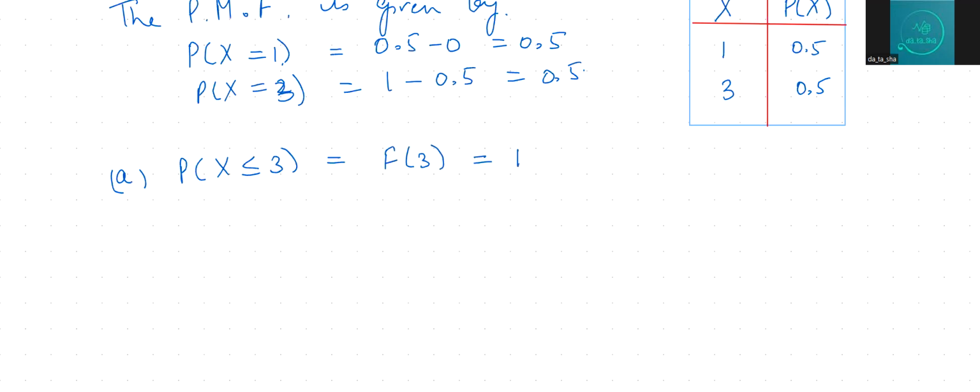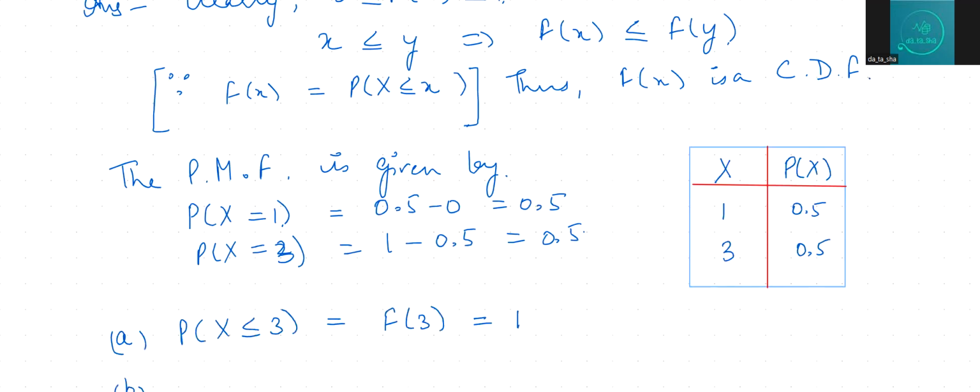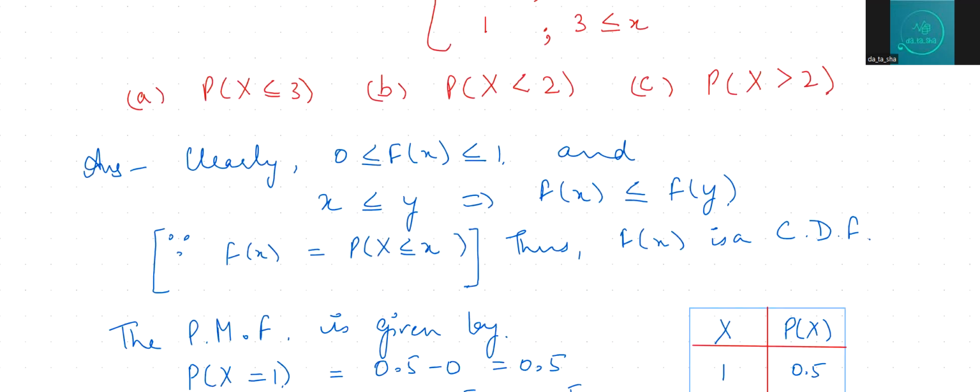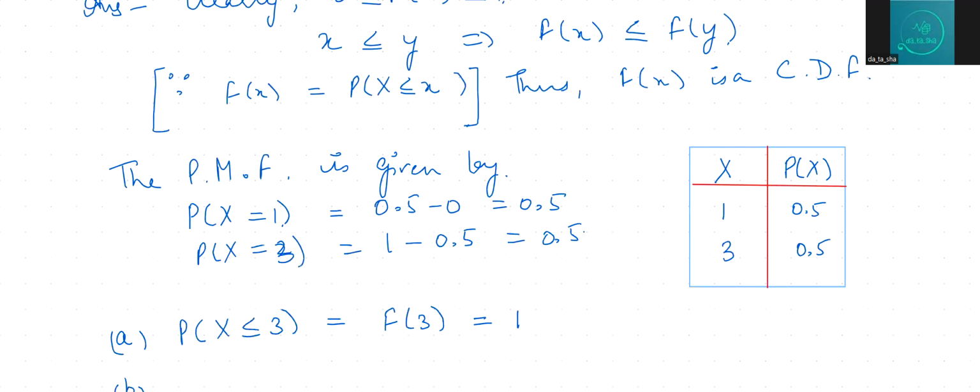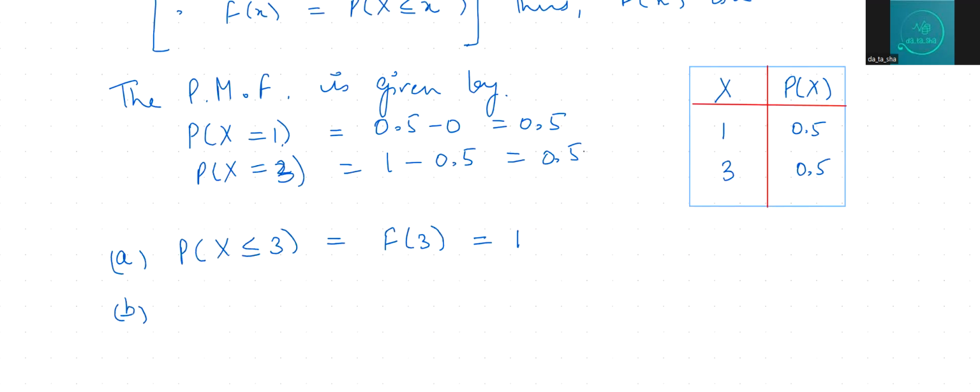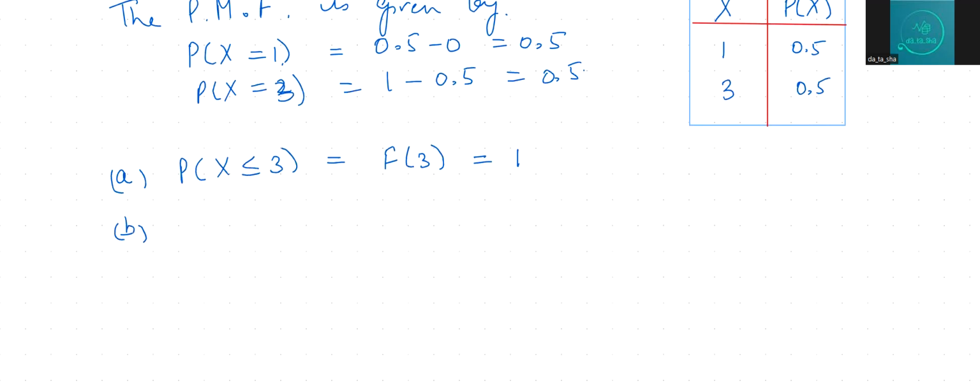The second part that we have is P of X less than 2. So strictly less than 2 would again be, we are talking about only 1. So this would be P of X equal to 1, that is equal to 0.5, because X strictly less than 2, we have only one random variable value, that is 1.